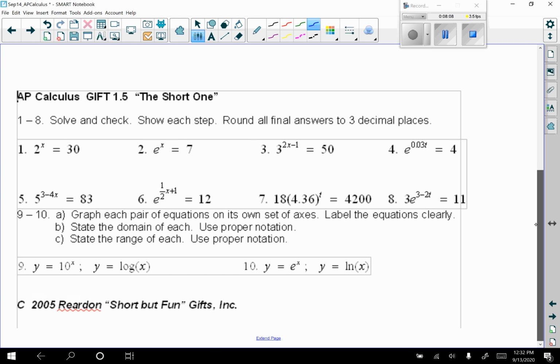All right, so I'll post this as a separate PDF as well, or you guys could just keep the video paused here and copy the problems down or take a picture of this and work on the 1 through 10 here.